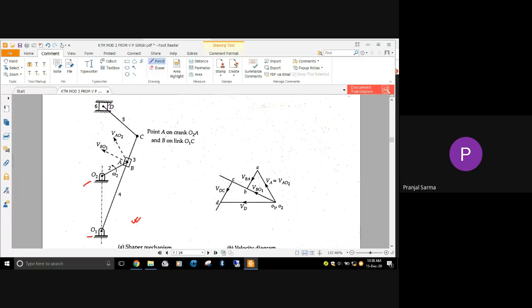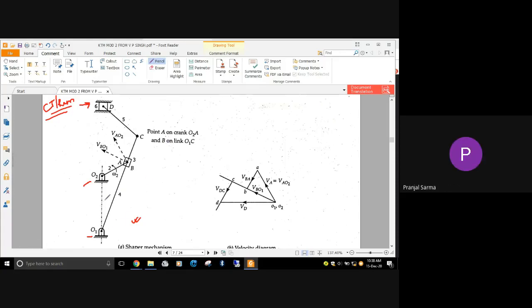And we have this particular link, and at this end we have the ram or the cutting tool, and it does the work. So this is the slider position. Those things you already know. Now we have to draw the velocity diagram for it. After this much, I believe it's okay. Yes, sir. Okay.